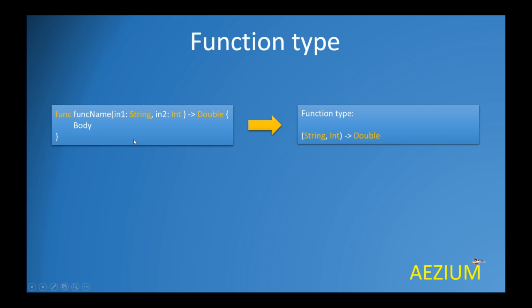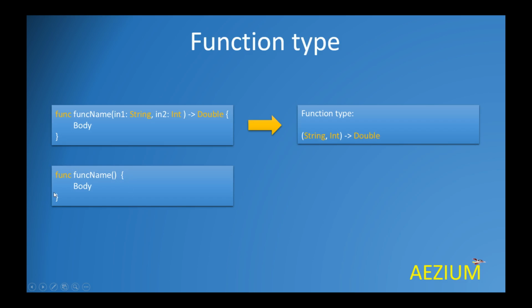For instance, in the case of this example, where we have two inputs, one of type string and the other of type int, and a single return value of type double, the function type is shown like this, where it says that we have a function whose input types are string and integer, and the output type is double.